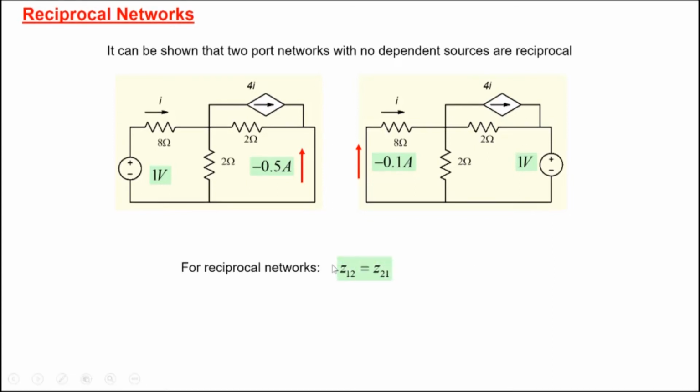Okay. So the important thing is that for reciprocal networks, Z12 is Z21. And therefore, we don't have to determine 4 elements.